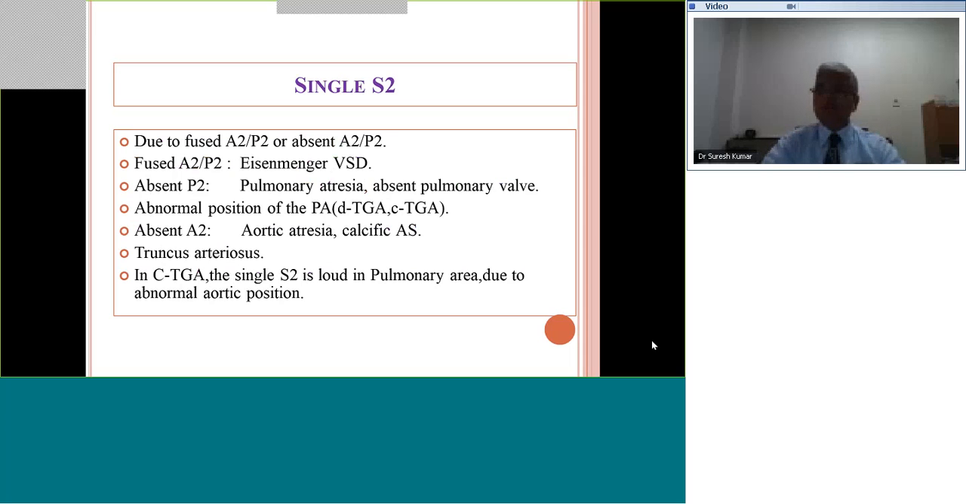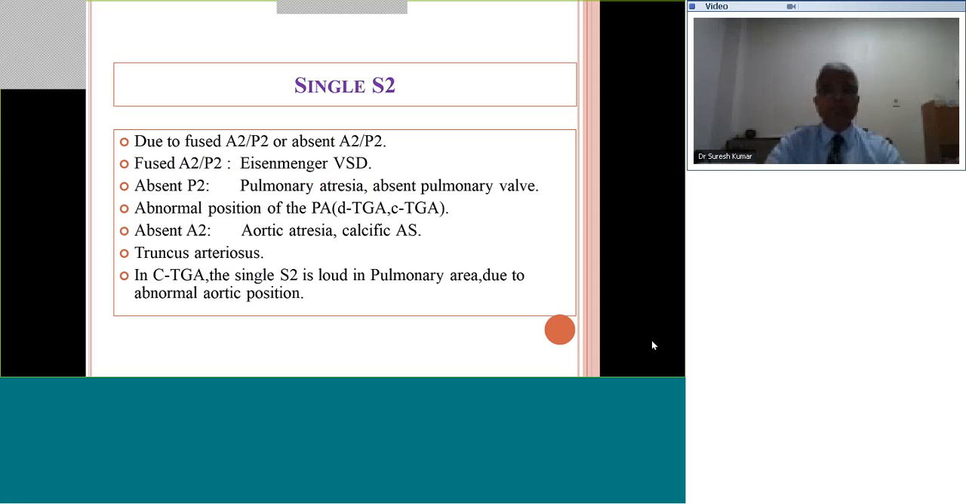Single second sound. A single second sound is due to a fused A2-P2 combination or absent A2 or P2. The fused A2 and P2 both are present but they are fused. It's a feature of Eisenmenger VSD.